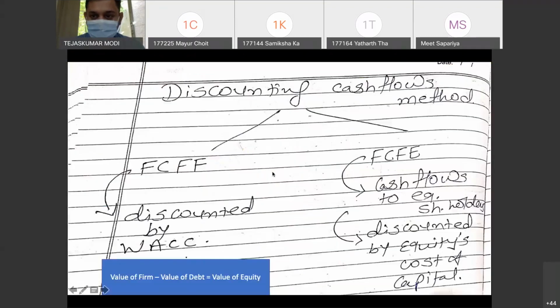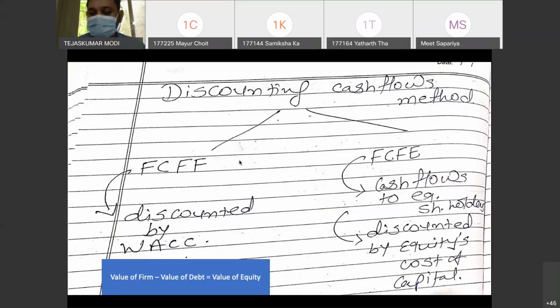So let us just go through this. We discussed that in discounting cash flow models there are two approaches. We can use FCFF, that is free cash flow to the firm, or we can use FCFE, that is free cash flow to the equity shareholders. When we use FCFF to value equity, because this is the free cash flow available to all the stakeholders, that is debt plus equity, we should discount this by WACC, because weighted average cost of capital is the cost for all the stakeholders. So when I discount FCFF by WACC, I get value of firm, and when I minus value of debt, then I get value of equity.